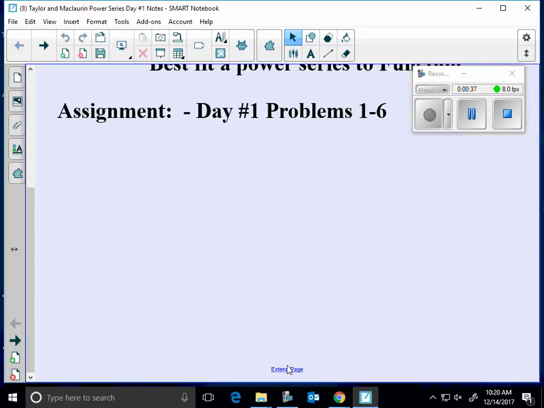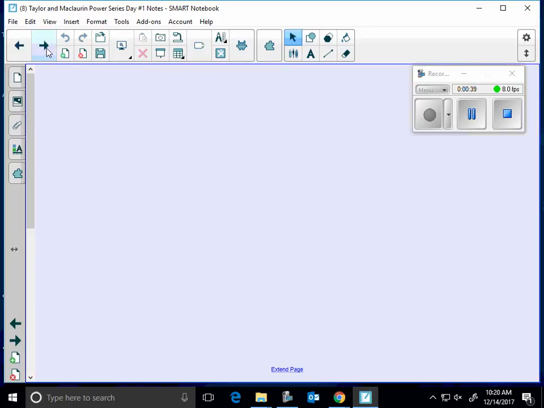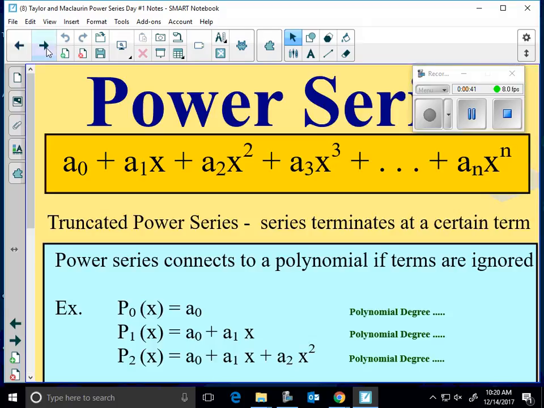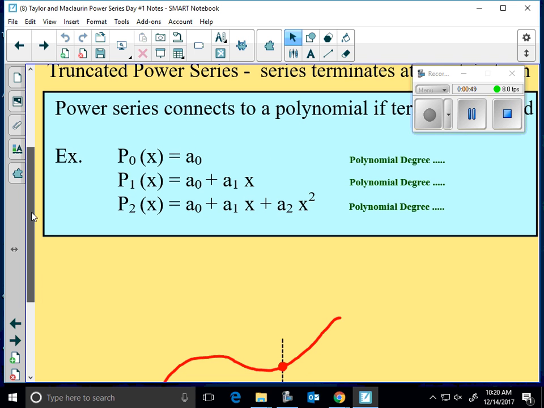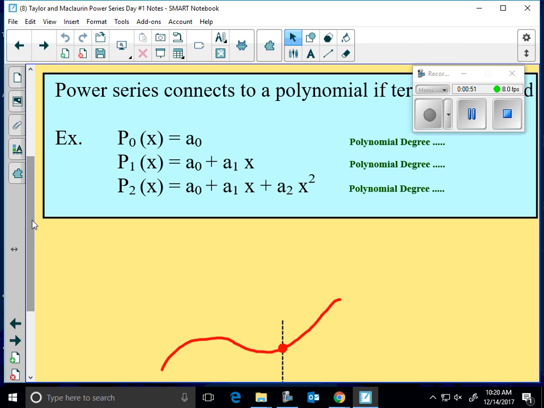Okay, so what a power series is, it's a representation of any function, and we can make it as simple or complicated as we want to based on the power of the power series. So this represents a degree 0 polynomial, so it's just a constant, right? This would be a degree 1 polynomial, which just means it'd be a line, a representation of a function using a line, and then a quadratic.